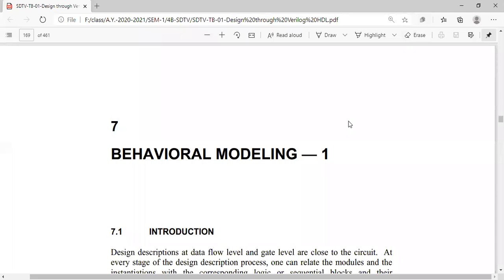Okay, good morning, class. So, in the previous classes, we have discussed gate level modeling and data flow modeling. Now we have to go with the behavioral modeling.